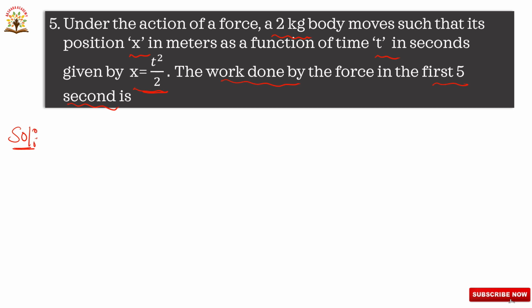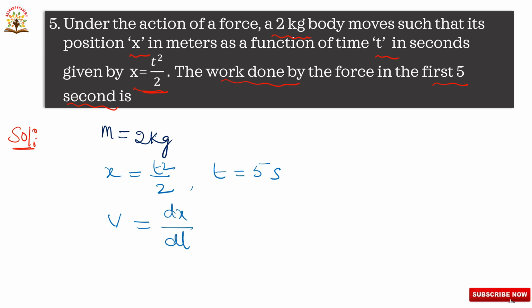They have given m = 2 kilogram and x as the function t²/2. We have to calculate the work done by the force in the first 5 seconds, so t = 5 seconds. So first, velocity v is displacement by time, dx/dt, that is equal to d/dt of t²/2.